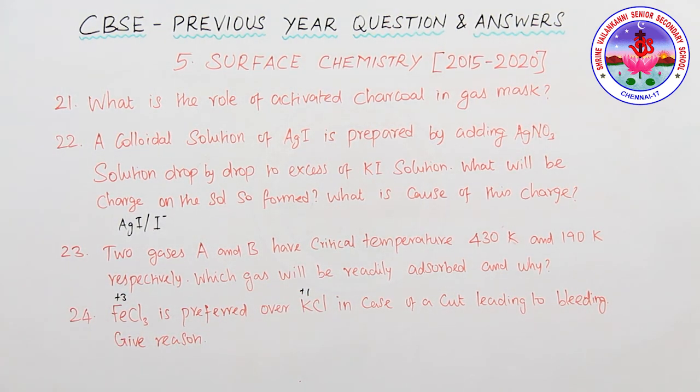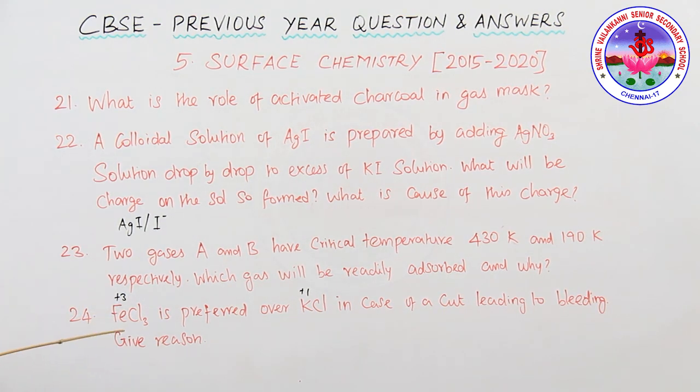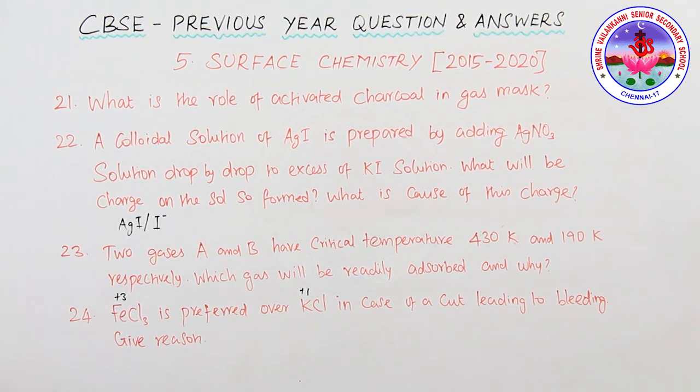Ferric chloride has the higher charge, so it is more effective in coagulation. Usually, substances with higher charge are more effective in the coagulation of blood. Also, ferric chloride is more appropriate for the skin than potassium chloride, as iron is present in hemoglobin. That is why ferric chloride is preferred over KCl solution in the case of a cut leading to bleeding. So this is the reason.